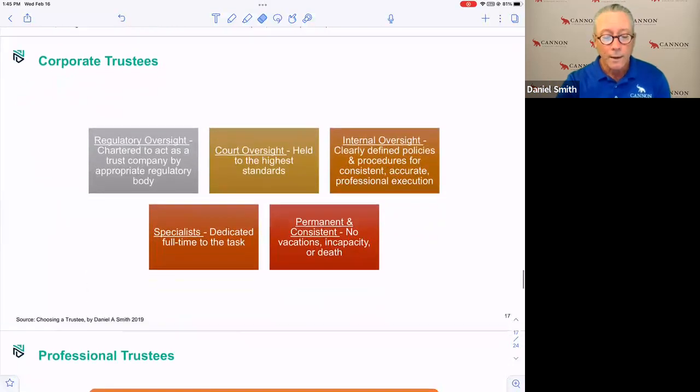So in comparing and contrasting, I'll again do three different sections of this: corporate trustees, professional trustees, and individual trustees. Corporate trustees clearly have regulatory oversight, right? They're chartered to act as a trust company by an appropriate regulatory body. Given those powers, they have to have certain capitalization, et cetera, associated with oversight of their duties.